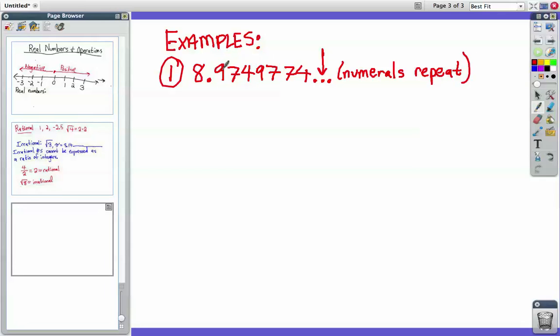So if these numbers keep repeating, 974, 9774, 974, 9774, if the numerals repeat, this means that this answer is rational. It's rational because the numerals repeat.